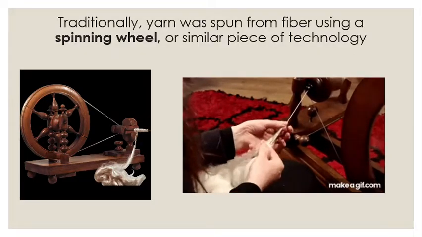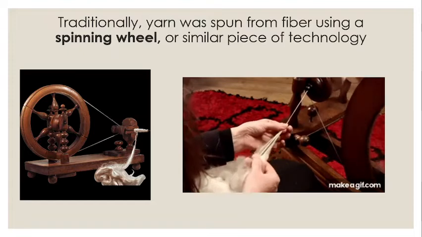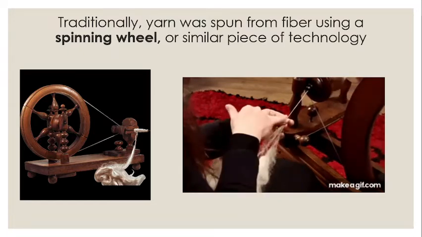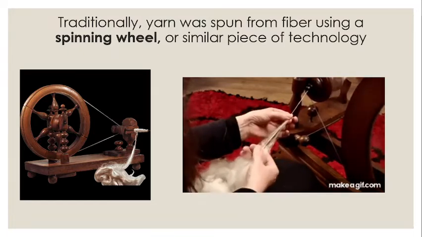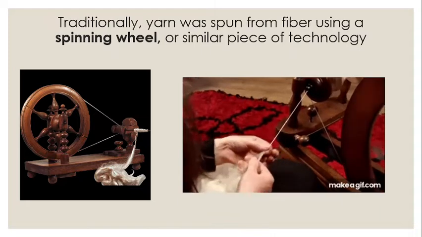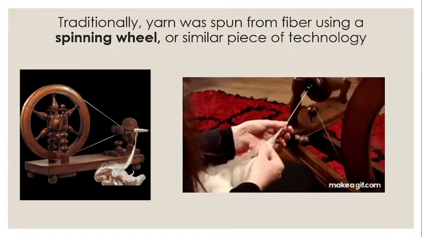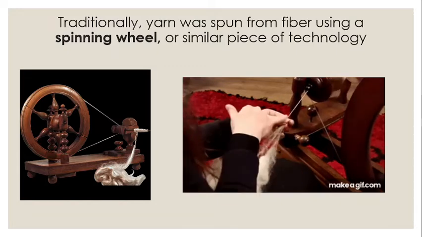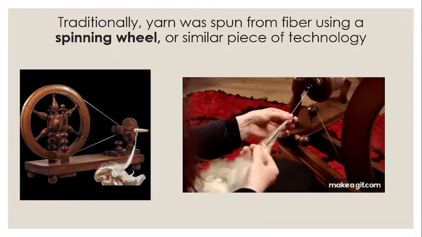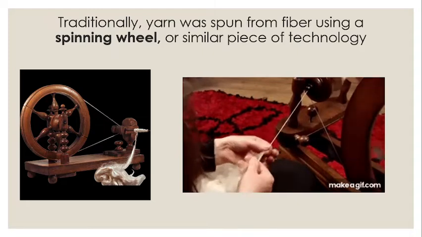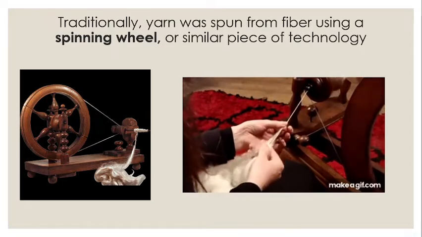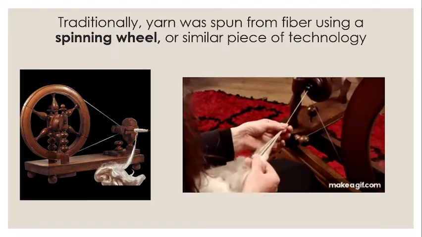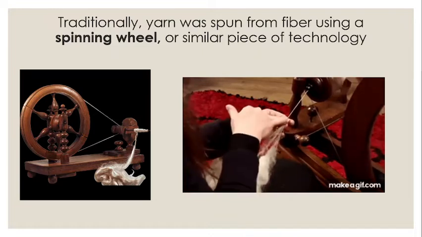Traditionally, yarn was spun from fiber using a spinning wheel or similar piece of technology. Now, this is not relevant today, but it gives a nice visual on the concept of what's going on when we spin yarn. If we went directly to the industrial machines, it's rather complicated, and you don't get the basic idea of what's happening.